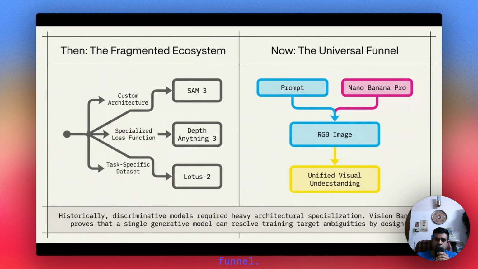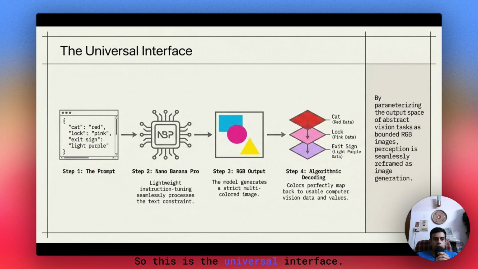And now the universal funnel. Just give a prompt to a model like Nano Banana Pro, which is a generation model. Ask it to generate an RGB image, and can that lead to unified visual understanding? Historically, discriminative models required heavy architectural specialization. So these are the discriminative models that you're talking about. Usually the models are divided into either discriminative models or generative models. So Vision Banana proves that a single generative model can resolve training target ambiguities by design. So this is the universal interface.